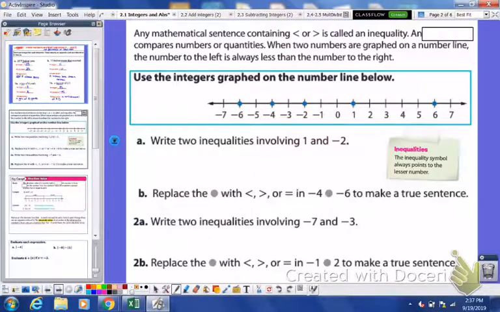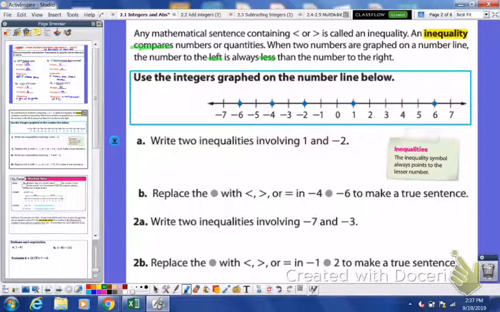Okay, moving along. Any mathematical sentence containing a less than or greater than sign is called an inequality. So an inequality, let's squeeze that in the box there, compares numbers. So we're not talking about numbers that are equal anymore. They are comparing numbers or quantities. When 2 numbers are graphed on a number line, the number to the left is always less than the number to the right. So left is less.